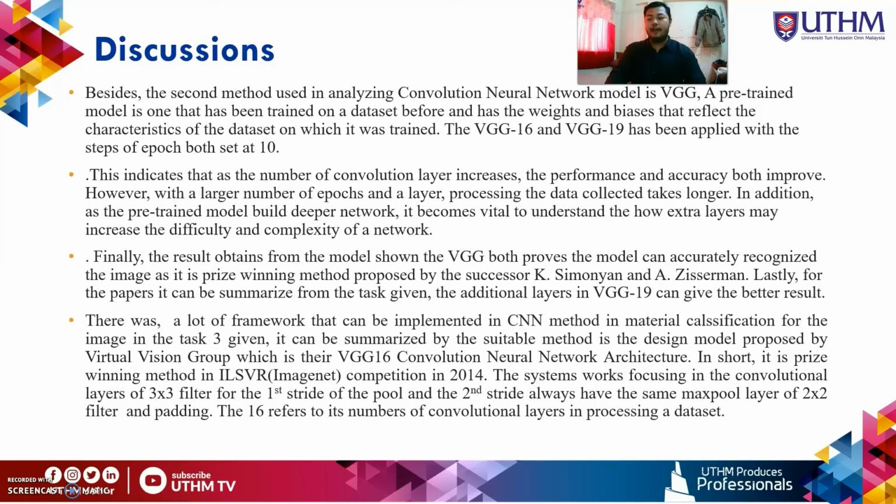And to summarize, from the task 2 given, the additional layers in VGG19 can give a better result. And for task 3, there are a lot of frameworks that can be implemented in the CNN method for material classification for the image in the task given. It can be summarized that the suitable method is the design model proposed by the Visual Geometry Group, which is the VGG16 and VGG19 convolutional neural network architecture. And in short, it is a prize-winning method in the ILSVRC ImageNet competition in 2014.